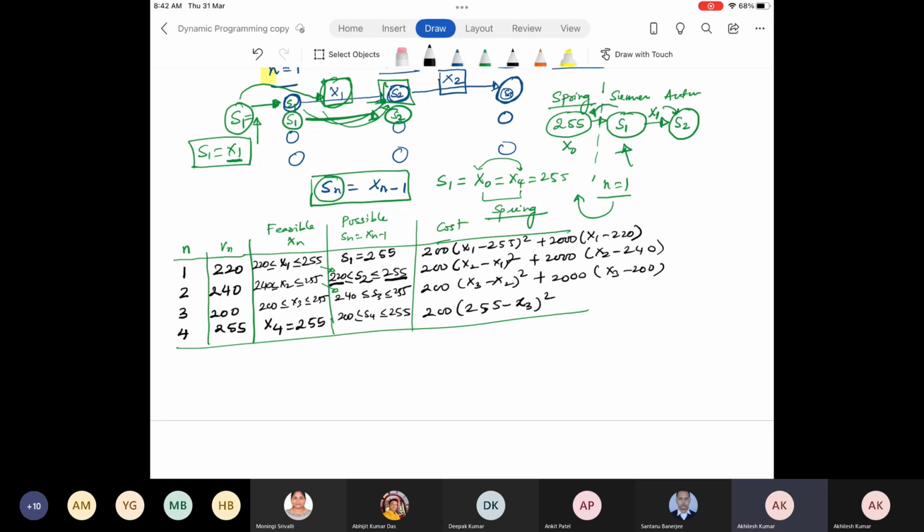Excuse me. Look at all the cost equations. Good so far, guys?